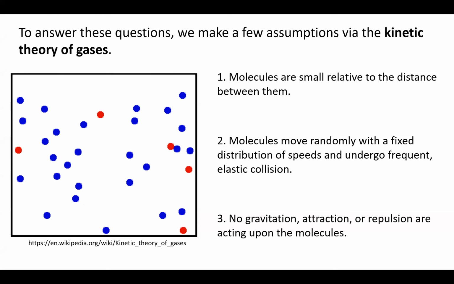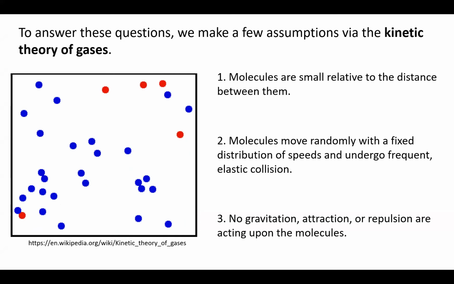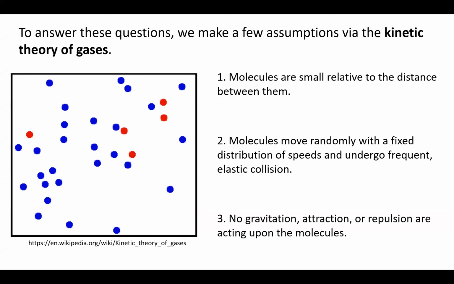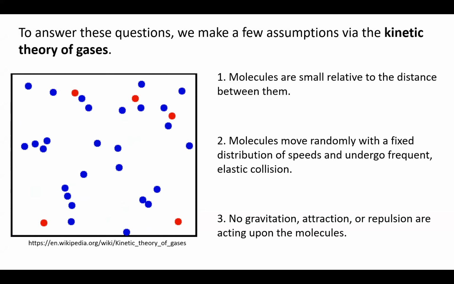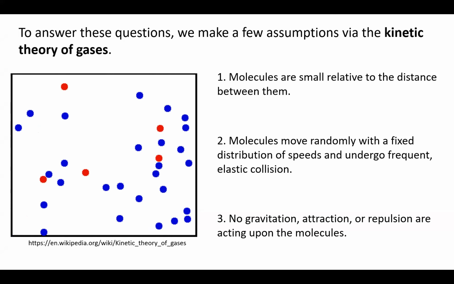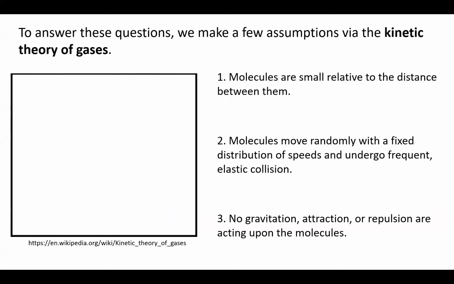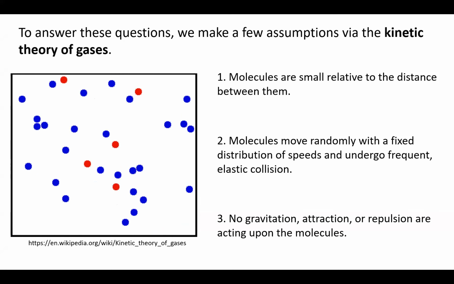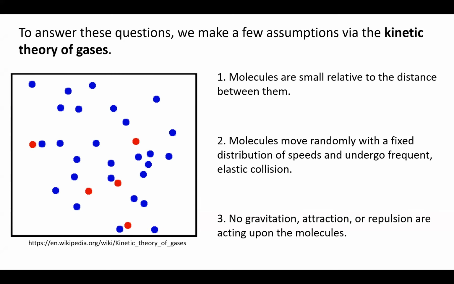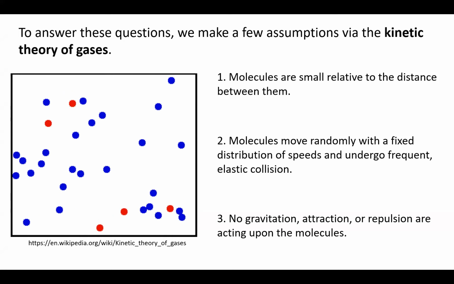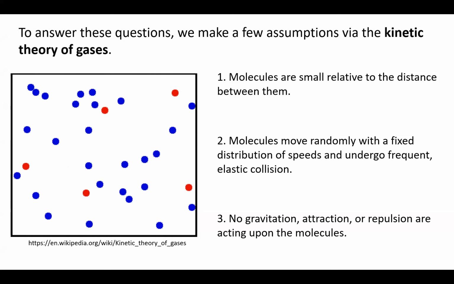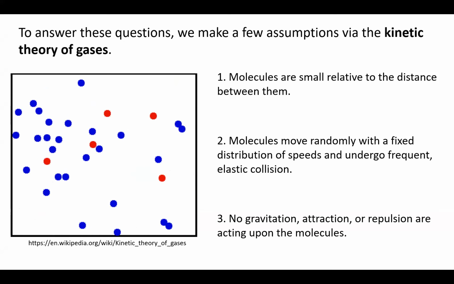And the last assumption is that there are no external forces acting upon the gases. There's no gravitation, attraction, or repulsion between the molecules. And that sort of feeds into the second assumption that allows the molecules then to move randomly with this fixed distribution of speeds. So these are our three assumptions of the kinetic theory of gases.